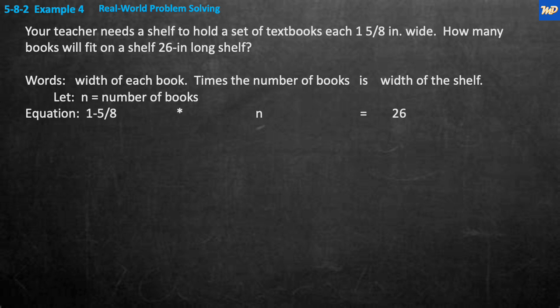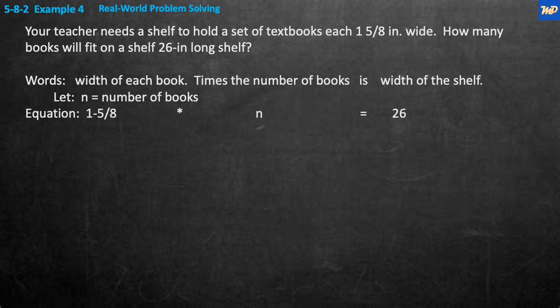Example 4, real-world problem solving. Your teacher needs a shelf to hold a set of books, each 1 5/8 inches wide. How many books will fit on a shelf 26 inches long? In words, we're going to say the width of each book times the number of books is equal to the width of the shelf. Or it can't be any larger than that, but it could be exactly equal to the width of the shelf. So those are the words for the equation.